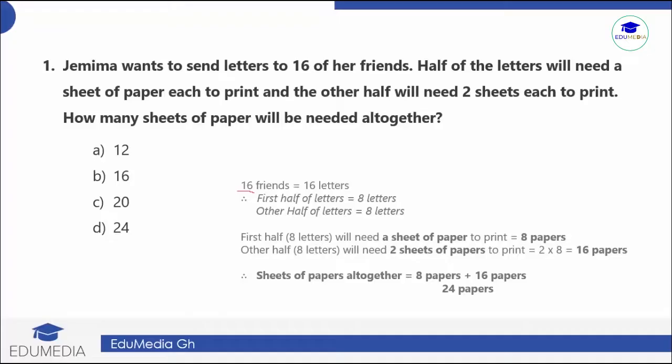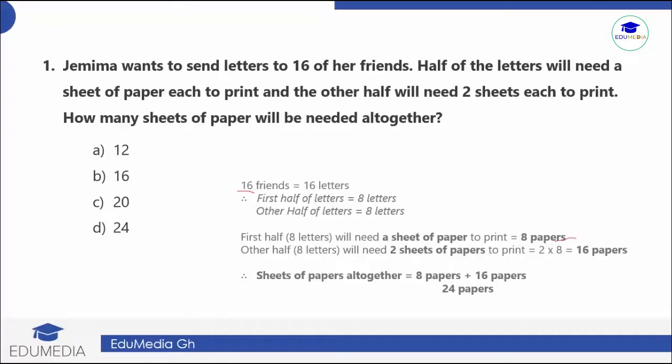All right. So therefore, they also made mention that half of the letters will need a sheet of paper each to print. So the first half of letters equals 8 letters. The other half of letters is also 8, because she's sending 16 letters, so that is 8 for the half. Now the first half of letters, which is 8, will need a sheet of paper to print. So in the first half she will need 8 papers for the 8 letters, because a letter takes 1 page, so that's why we have 8 papers.